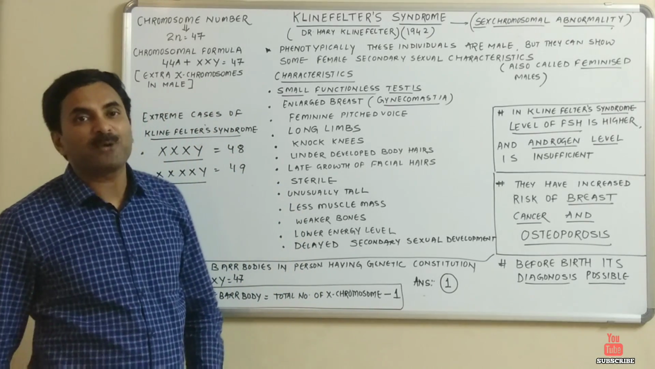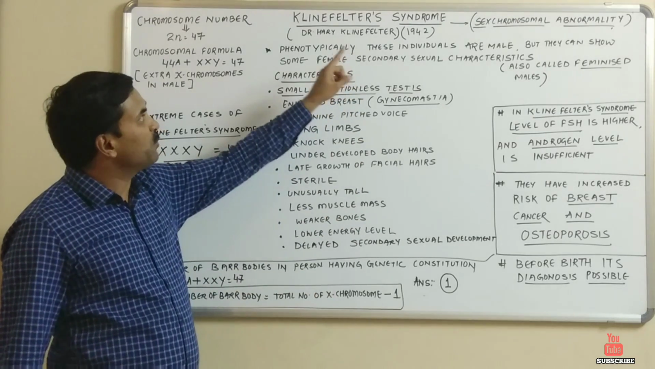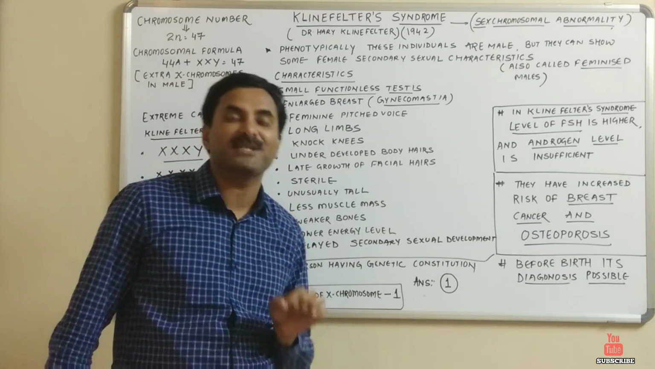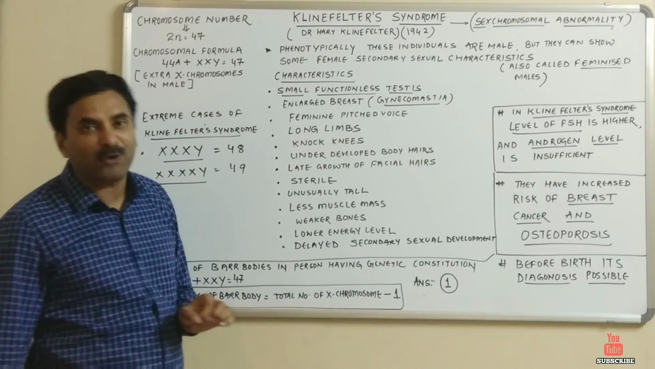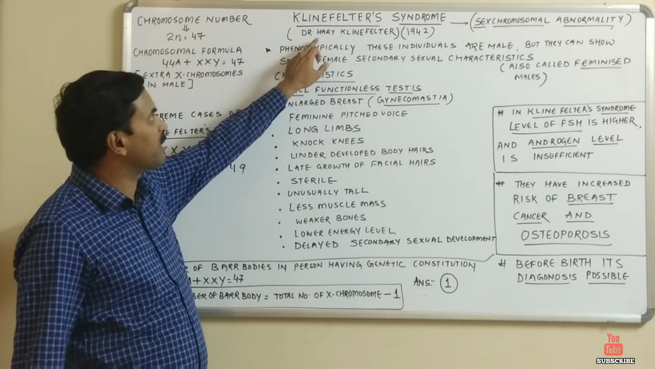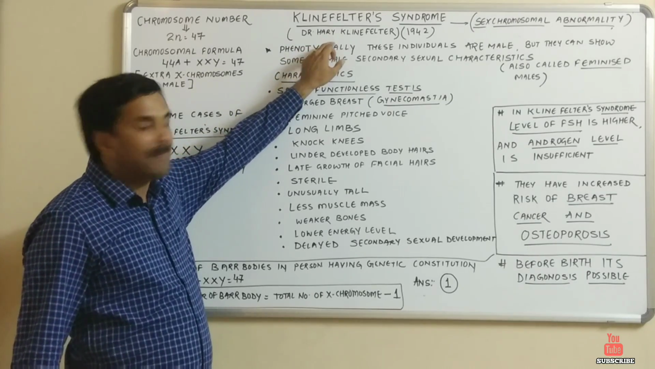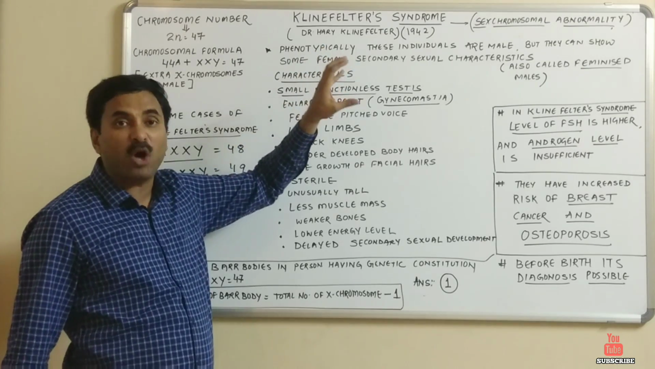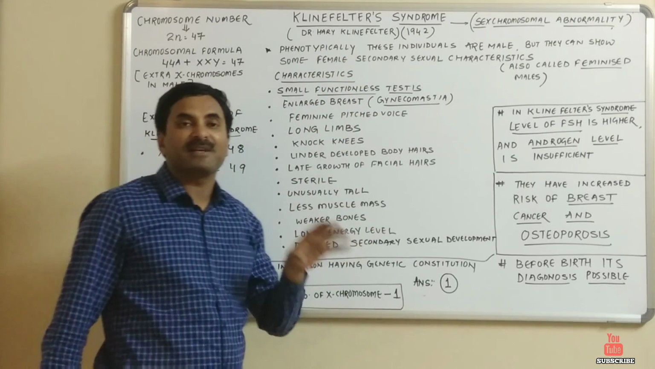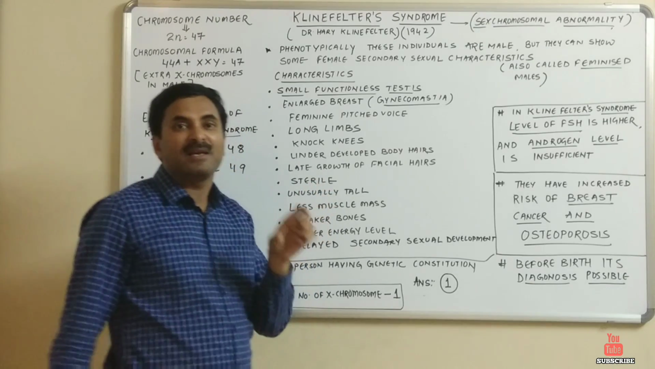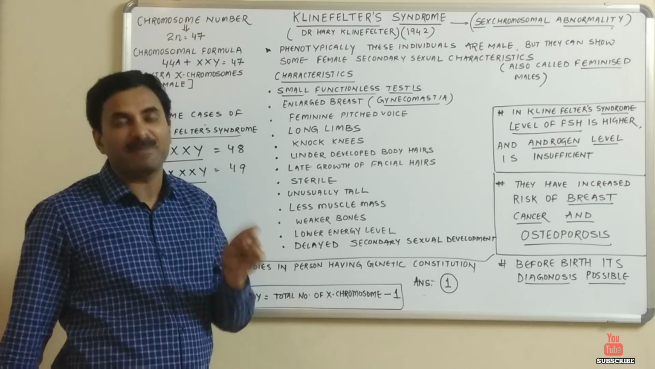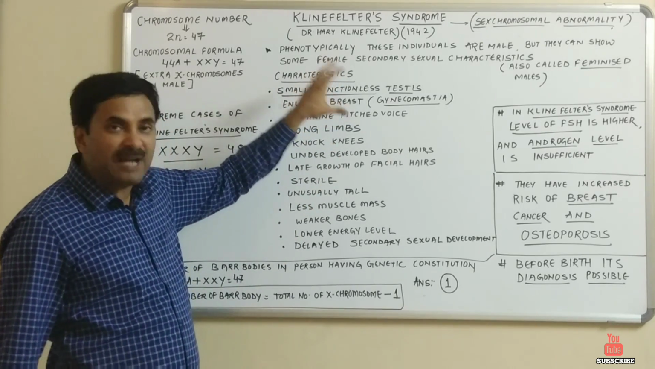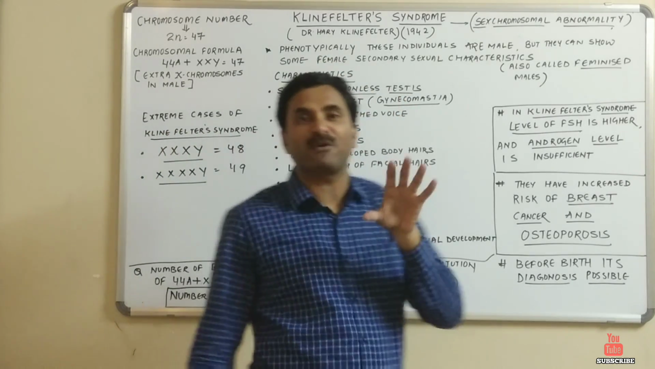Today we are going to study a syndrome known as Klinefelter syndrome. This Klinefelter syndrome was first described in the year 1942 by a scientist known as Dr. Harry Klinefelter. And the syndrome we are studying is a sex chromosomal abnormality. As we know very well, the sex chromosomes are XX in the case of the female and XY in the case of the male. Basically, this Klinefelter syndrome occurs in males.